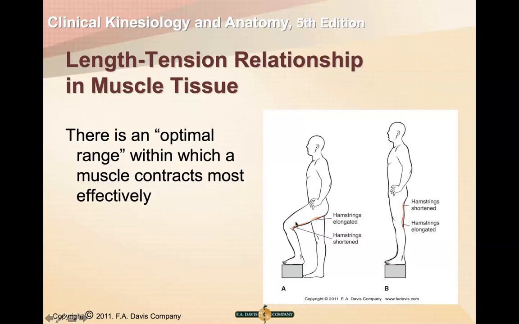So can y'all see that in the length tension relationship, sometimes in the same muscle we can have elongation at one end and shortening at the other end? Can y'all see that, or does that confuse anybody?